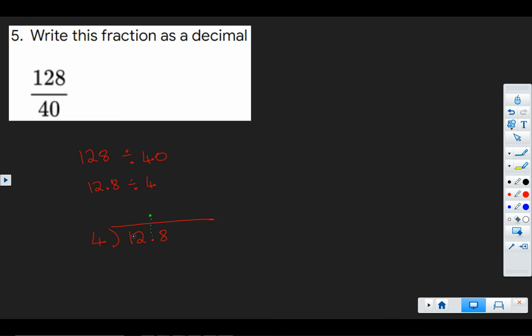How many 4s go into 1? How many 4s go into 12? Is 3. How many 4s go into 8? Is 2. So there we have it very quickly. My answer, 3.2. And a bit more converting fractions into decimals at 8.07.